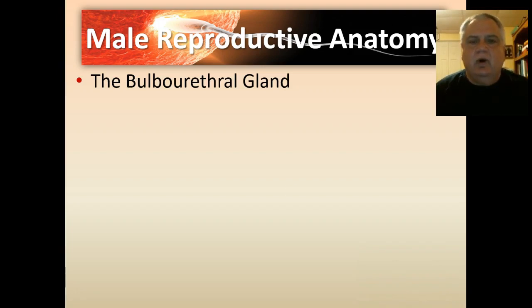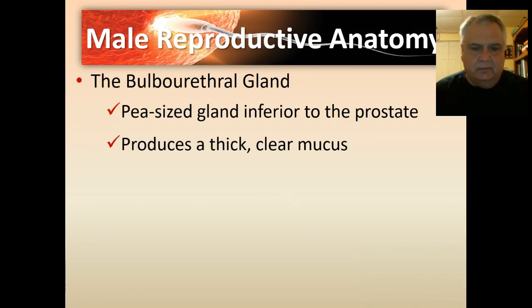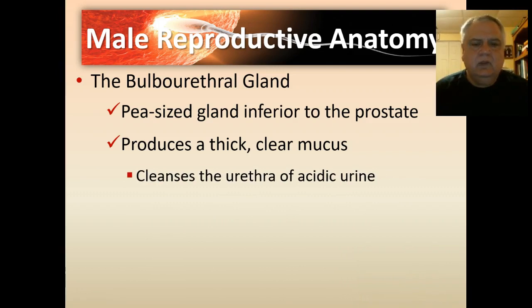Next up, we have the bulbourethral gland. This is a pea-sized gland that lies inferior to the prostate gland. It produces a thick, clear mucus. This mucus is important. It cleanses the urethra of any acidic urine, and if the pH is too low, that could damage the sperm as they're being ejaculated or released from the penis.